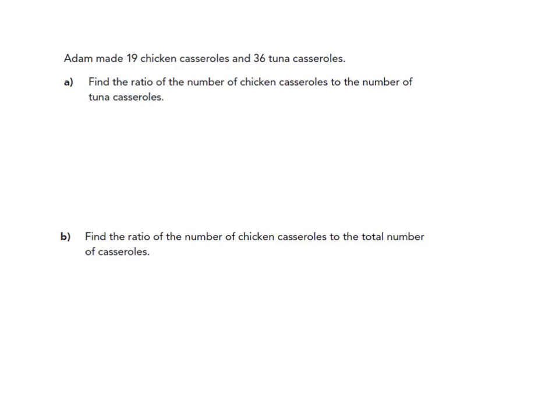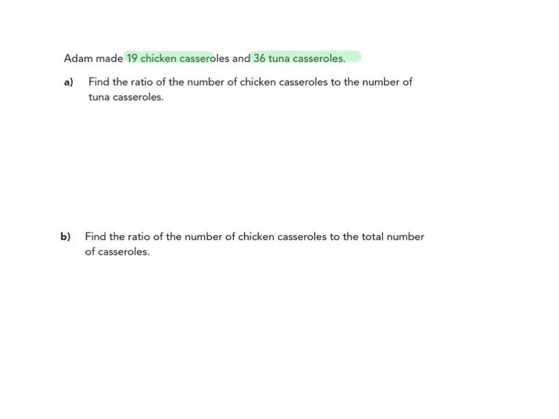When looking at a real-world situation and trying to set up ratios, what you really have to pay attention to is the way they ask you the question. So obviously for the first one, it says Adam made 19 chicken casseroles and 36 tuna casseroles. So 19 for chicken and 36 for tuna.